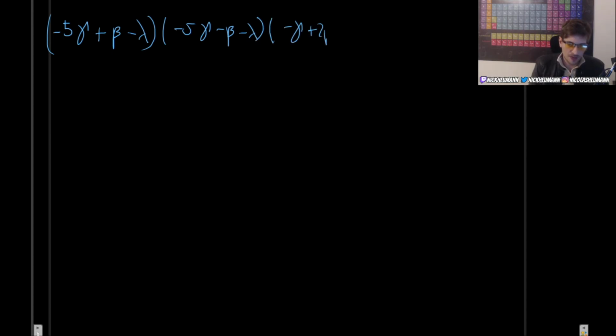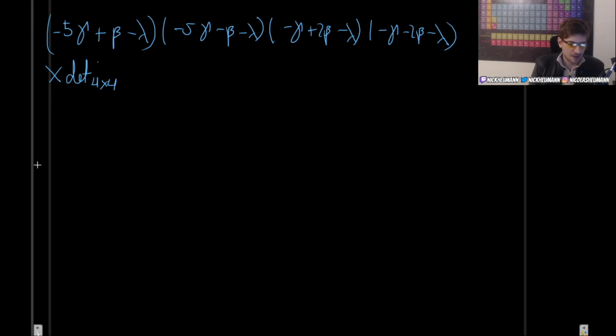That would be minus 5 gamma plus beta minus lambda, that's the first part, times minus 5 gamma minus beta minus lambda, that's the second one, times minus gamma plus 2 beta minus lambda, that's number 3, and number 4 is minus gamma minus 2 beta minus lambda. And then we have to multiply by the determinant of the 4 by 4 matrix.